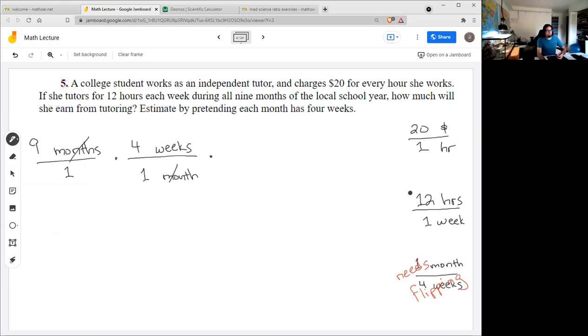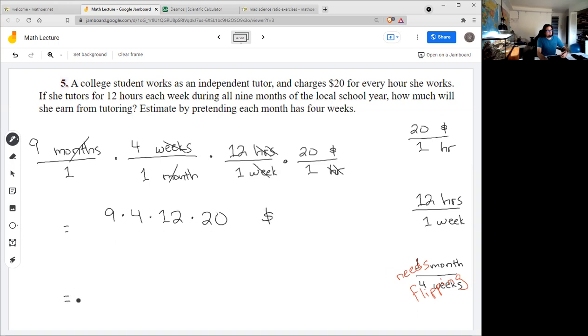I can take this 12 hours per week, just copy it over there. And that gets me out of weeks and into hours. I'm almost there. Then I will take the $20 per hour and make a copy of it. The hours will cancel. And now I'm finally to money. So on top, I have 9 times 4 times 12 times 20. On the bottom, I just have a bunch of ones. You could write that or not as you see fit. And then we have dollars. So I'm not going to quite finish, but you can figure out how many dollars that is.